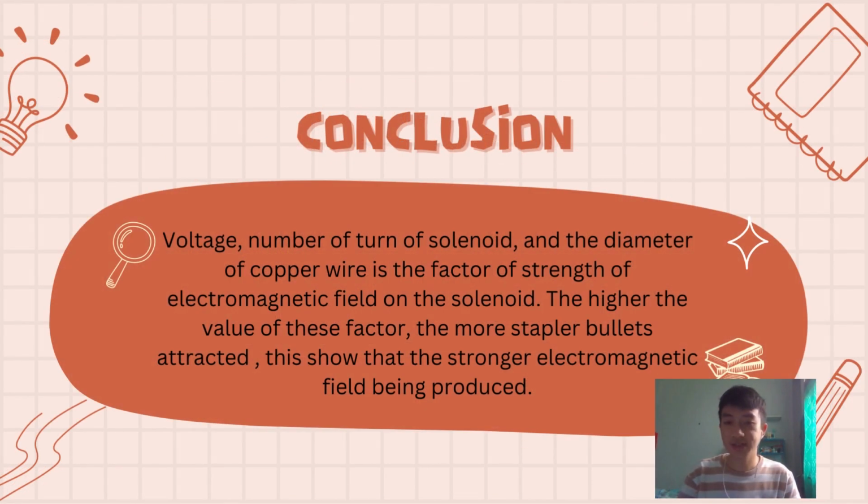So from this experiment we have done and the results we get, we can conclude that the voltage, number of turns of solenoid, and the diameter of copper wire are the factors of the strength of the electromagnetic field on the solenoid. The higher the value of these factors, the more staple bullets are attracted, and this shows that a stronger electromagnetic field is being produced. So our experiment is a success.